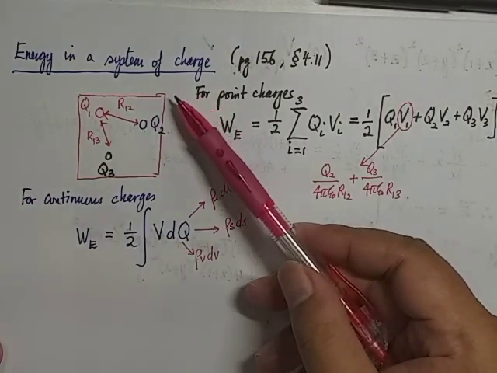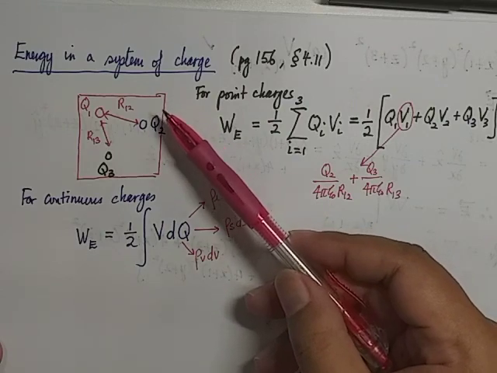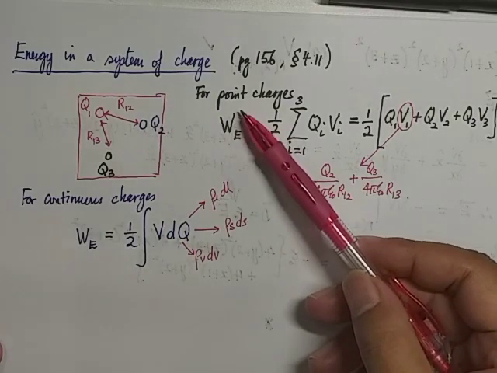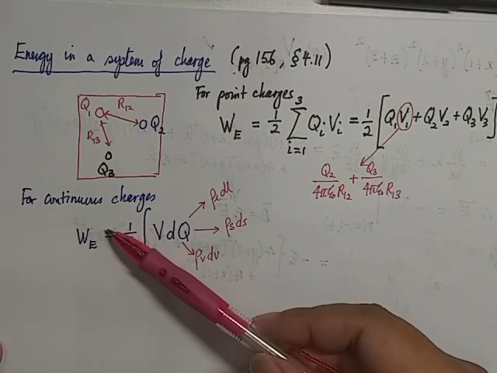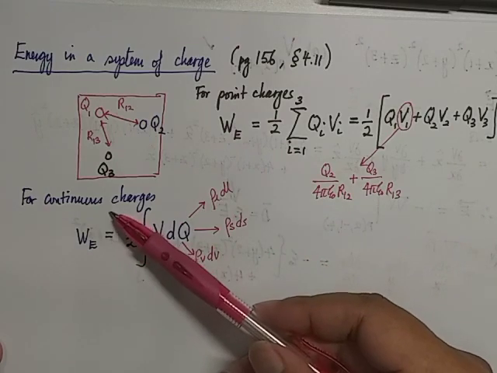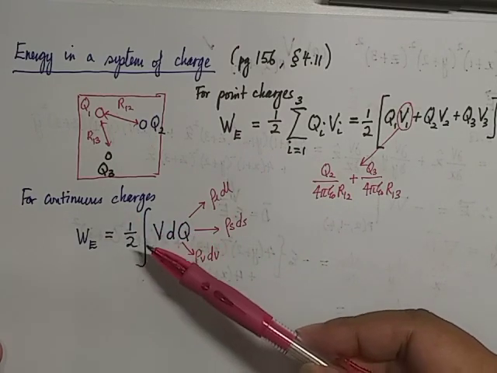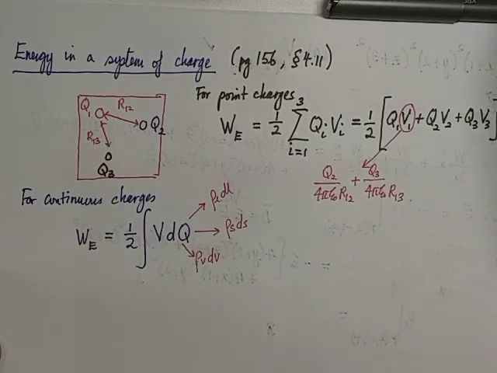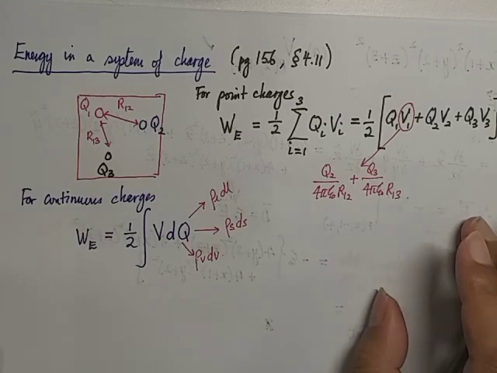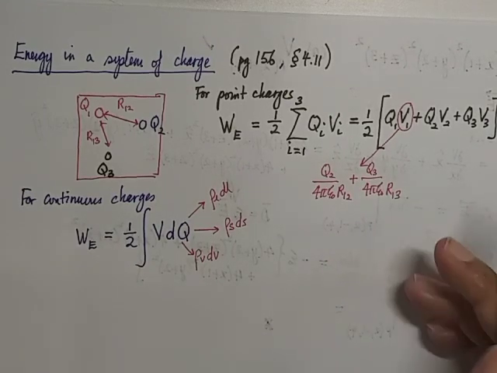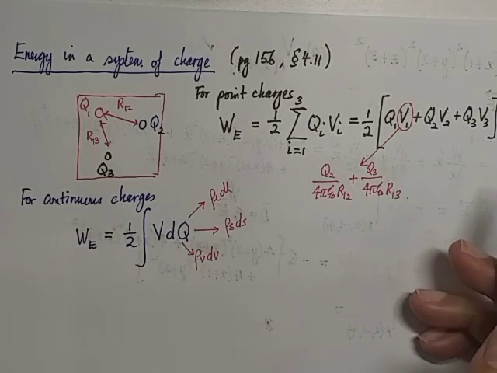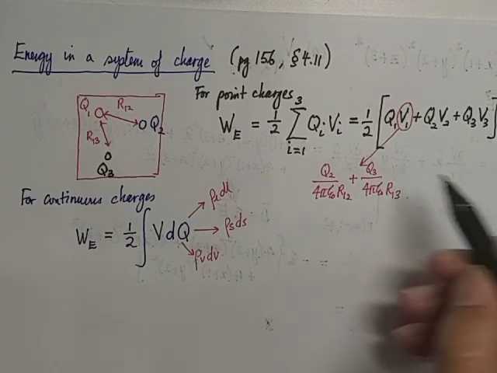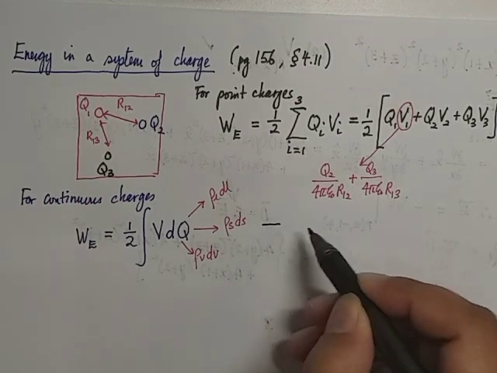And I split it into two types here. One refers to point charge, another one refers to continuous charge. And we're going to do an example based on the continuous charge later on. But another method that you can use to determine the energy stored is from the information of the field. Okay, so let's say this equation we're going to define as equation number 1.